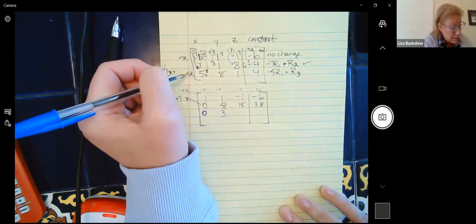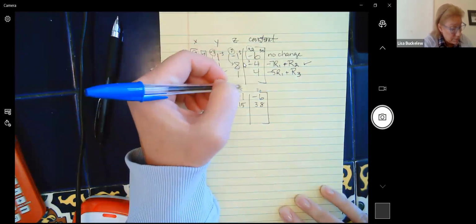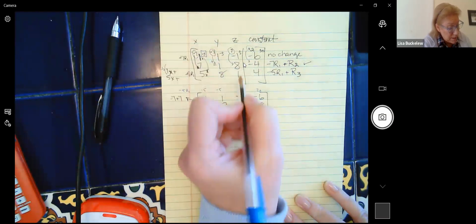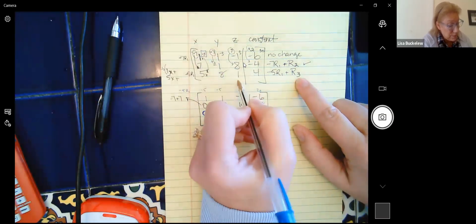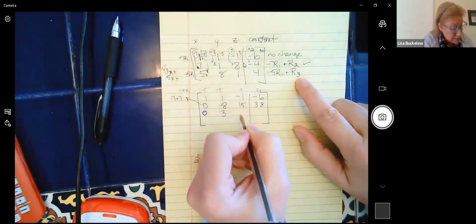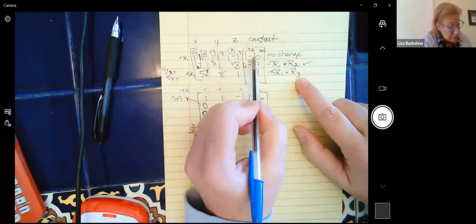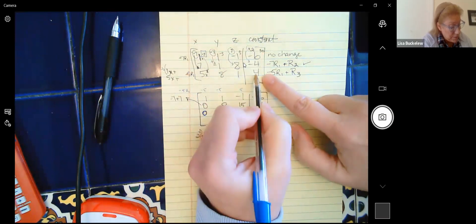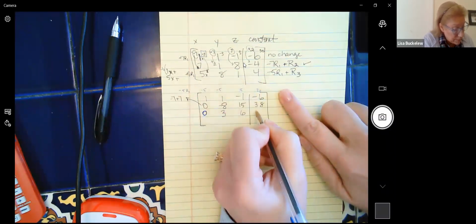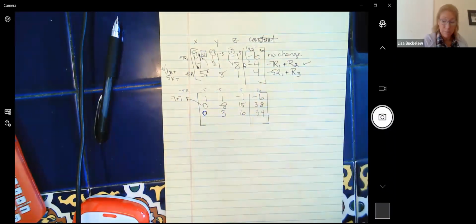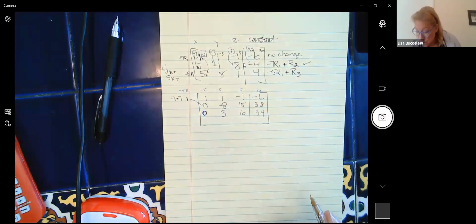And then we'll do it again. Negative 5 times the top row is now going to be positive 5. We're going to take positive 5, add it to the third row. 5 plus 1 is 6. And then on the last one, negative 5 times negative 6 was 30. We're going to add 30 to the third one. 30 plus 4 will be 34.